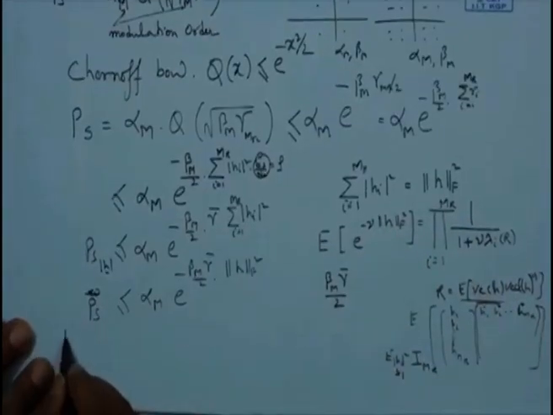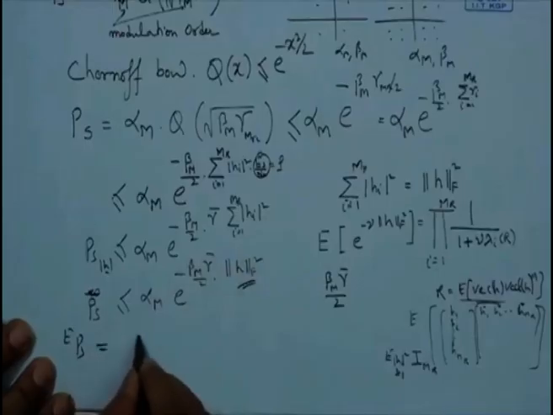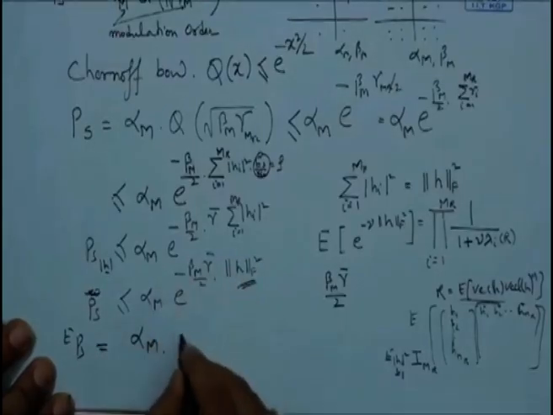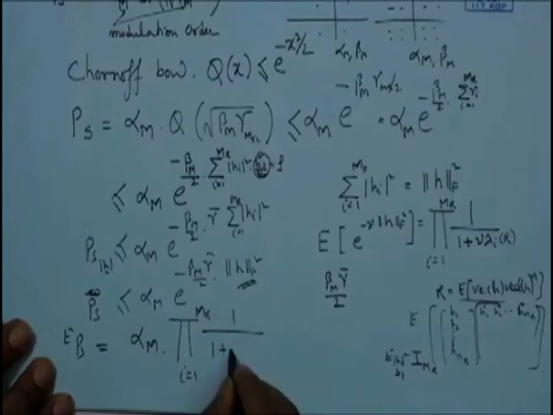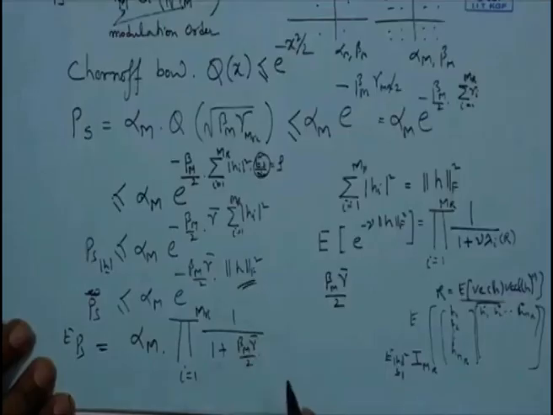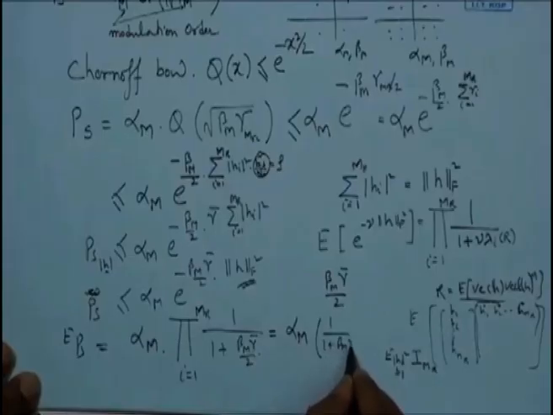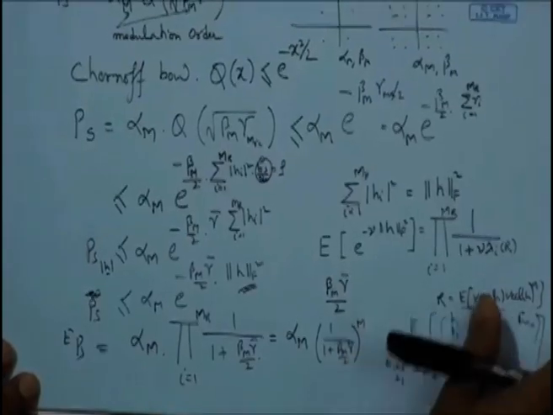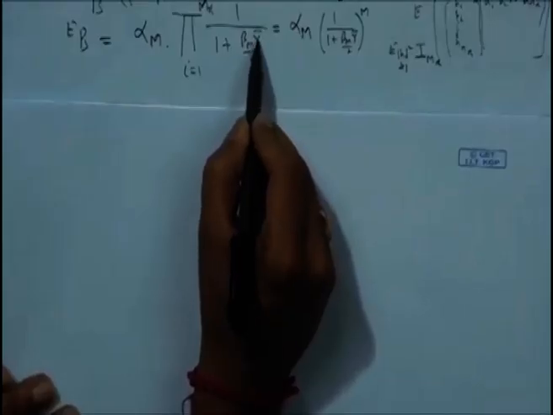So basically when I take the expected value of PS, it's basically the expected value of this over H_F. So that we could write as alpha m, and then the product over i equals 1 to mr of 1 by 1 plus beta m gamma bar by 2. So this particular expression, now if we look at it, all this is the same. So you could also write it as alpha m times 1 by 1 plus beta m gamma bar by 2 raised to the power of m, and we could proceed further. That means we are assuming that all gamma i bars are gamma bar. That means the average received strength in all of the branches is the same.